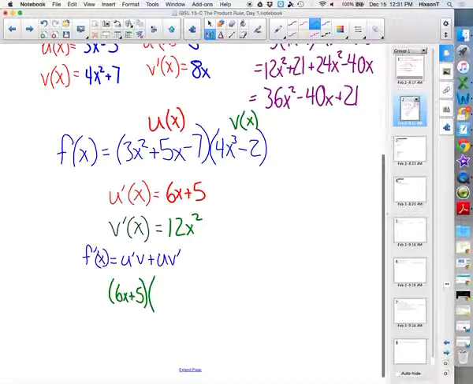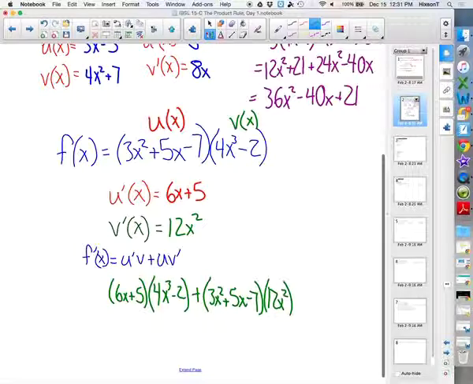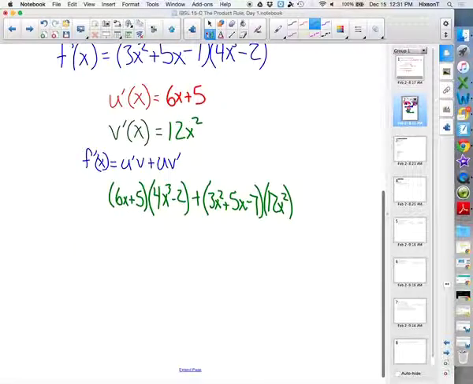Alright, U prime V, 4x cubed minus 2. And then plus U, so we've got the 3x squared plus 5x minus 7 times V prime. V prime is the 12x squared. Okay? Now, I know you guys know how to FOIL and combine like terms, so we'll just give the final answer here. What is our final answer?